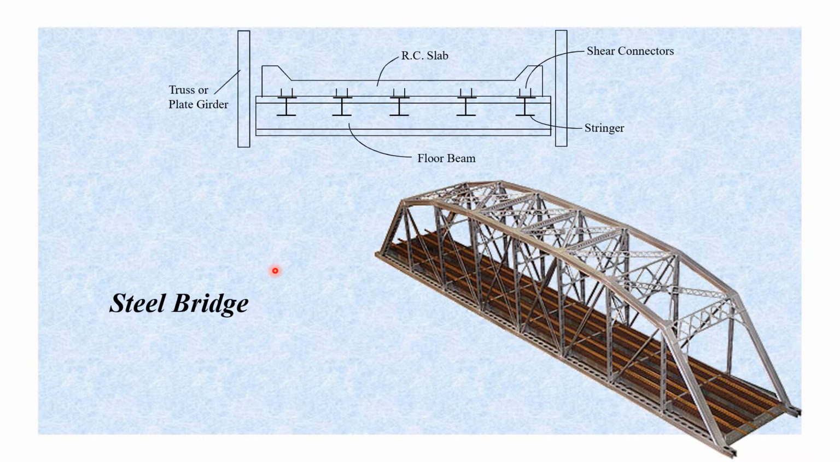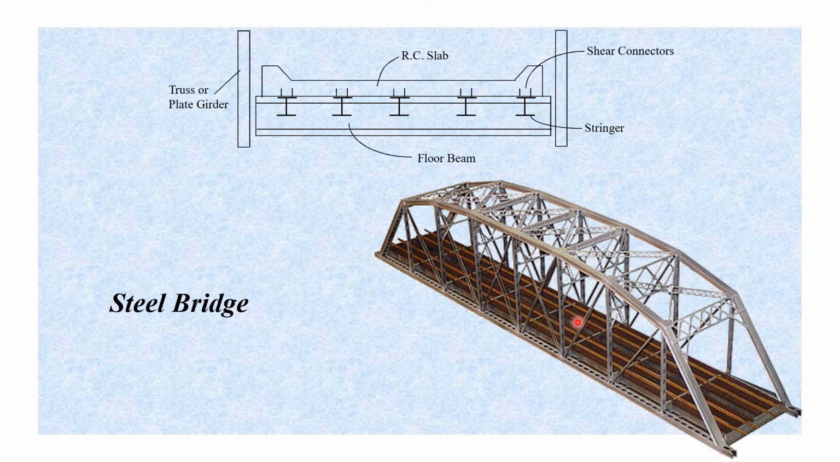Here is a steel bridge. Here is a truss steel bridge, and here is a cross section. Before going to the cross section, first see here that there are longitudinal beams and horizontal beams, and all these longitudinal beams are resting on the horizontal beams. The horizontal beam is called a floor beam, and these longitudinal beams are called stringers.